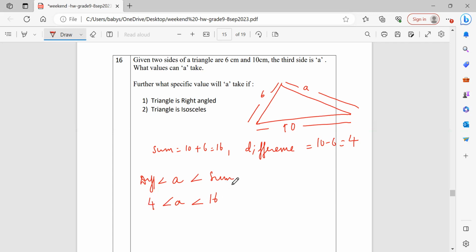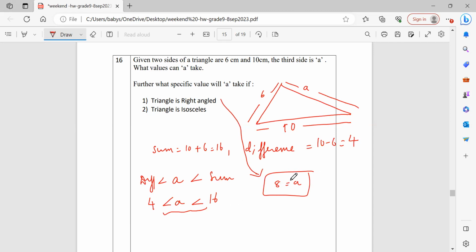Even 4.1 is fine. 15.99 is also fine. But it should not be equal to 4 and should not be equal to 16. Anything in this bound is acceptable. So, in particular, if it is right angled, you already have 6 and 10, then you can have 8. A is equal to 8 for it to be right angled, because 8 is lying in between 4 and 16.